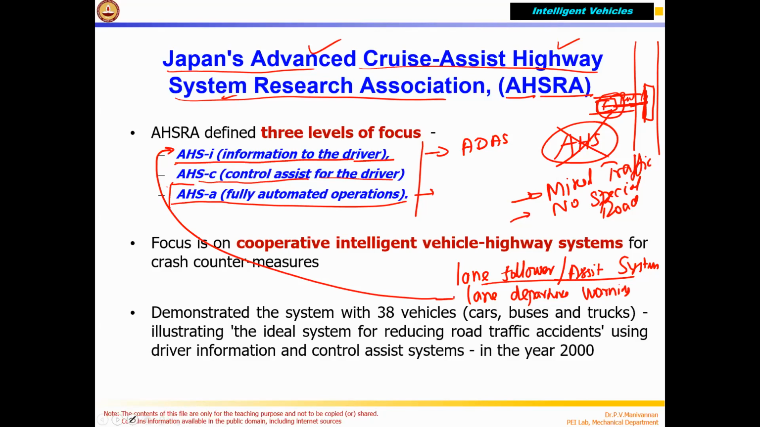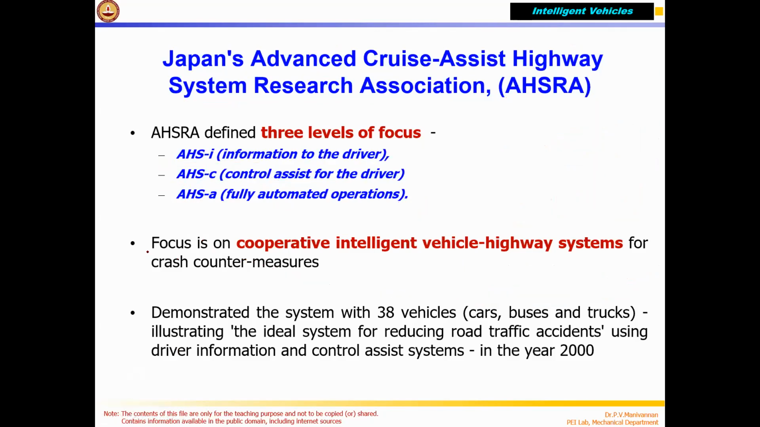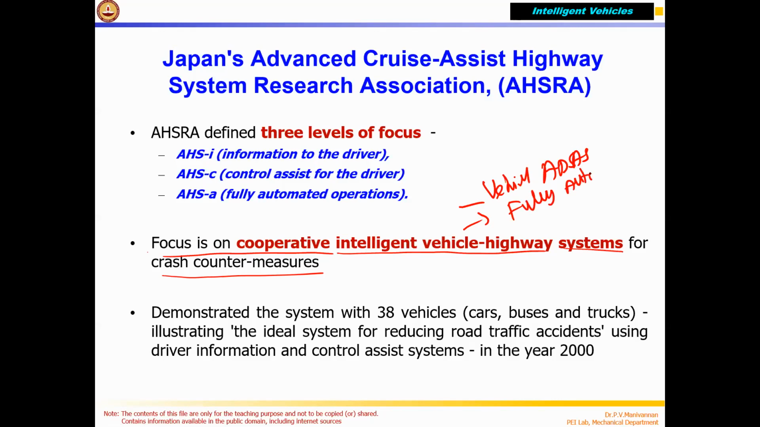So similarly, correct, now the focus is on autonomous. They are focusing on a cooperative intelligent vehicle highway system for crash countermeasures. That's what they're trying to do. So individual vehicles with sensors and all those things, correct? ADAS systems, ADAS, correct? Vehicles with ADAS are fully autonomous at level 3 or level 4. Level 3 or level 4.